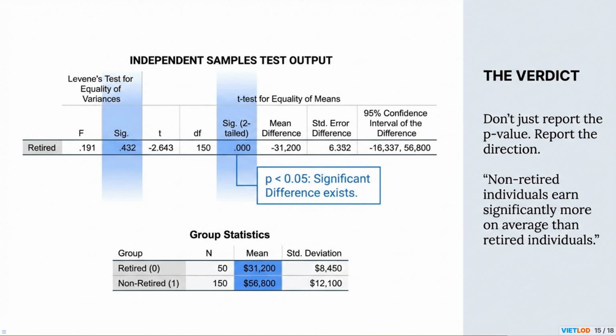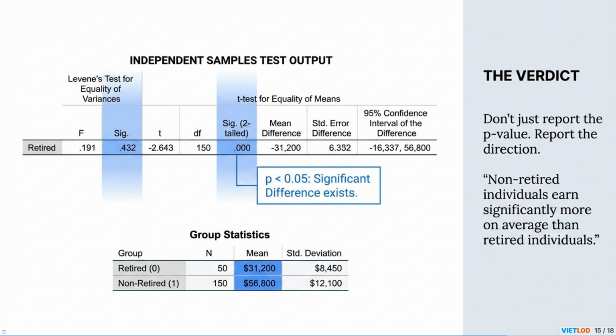The output table gives us everything we need to interpret the independent samples t-test. First, we examine Levene's test for equality of variances. The p-value, or sig, for Levene's test is 0.432, which is greater than our significance level of 0.05. This tells us that we can assume equal variances, so we should refer to the top row of the subsequent t-test results. Next, we look at the t-test for equality of means.